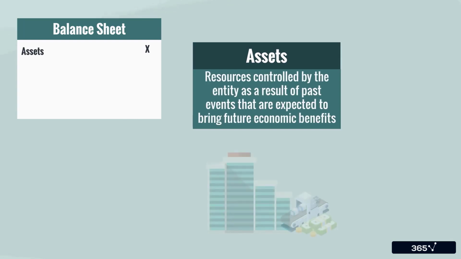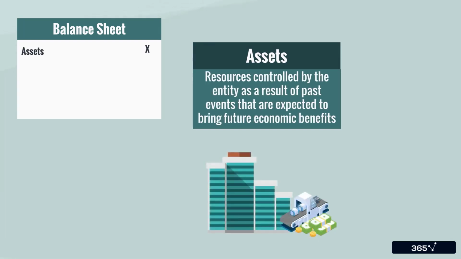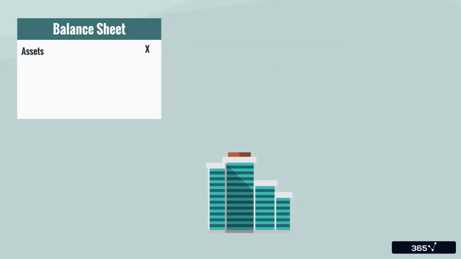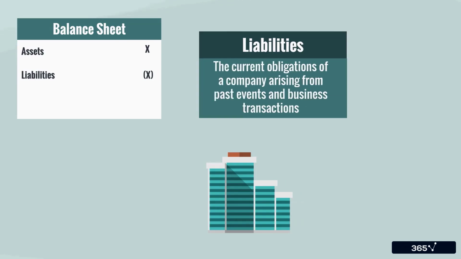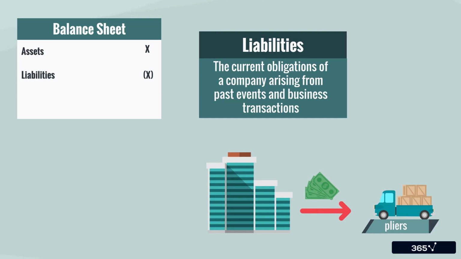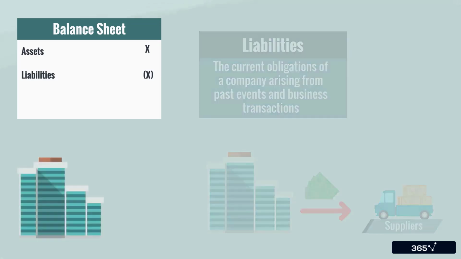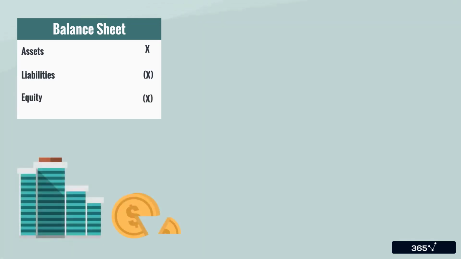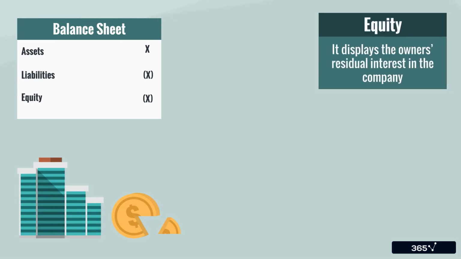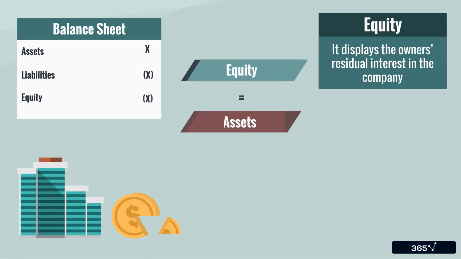These are resources controlled by the entity as a result of past events that are expected to bring future economic benefits. The second section is liabilities, which illustrates the current obligations of a company arising from past events and business transactions. The settlement of these obligations is expected to result in a future outflow of economic benefits from the entity. And finally, we pick up on the equity section. It merely displays the owner's residual interest in the company. As such, the equity amount equals the difference between total assets and total liabilities.